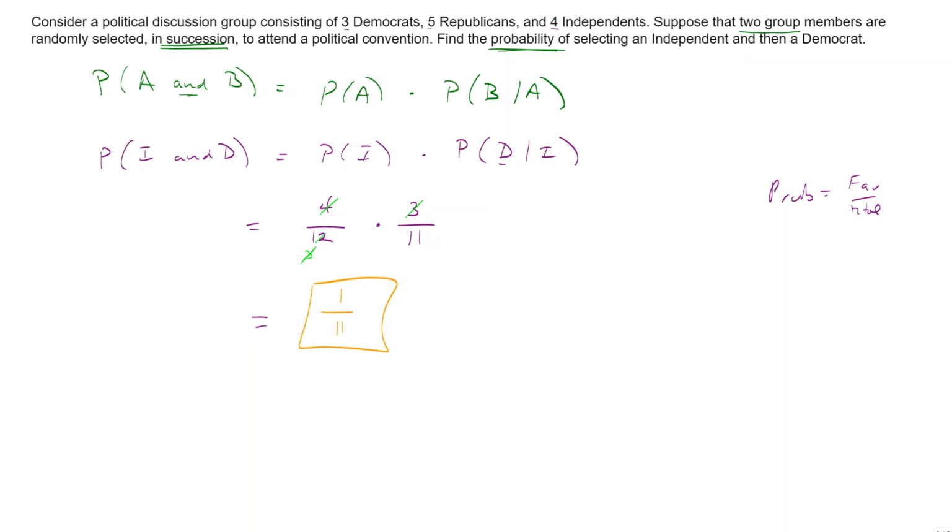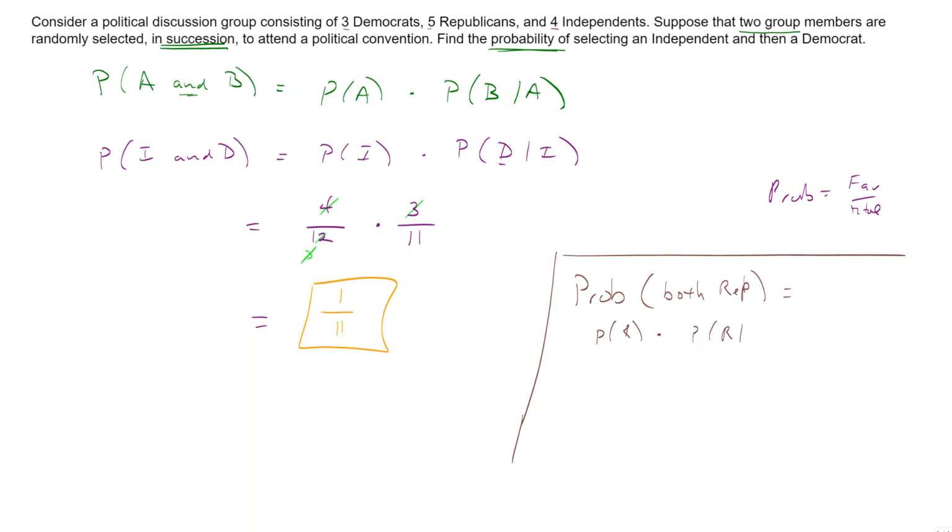Let me go ahead and give you just a little variation on this problem. Suppose that what I was asked to do was find the probability of choosing both Republicans, 2 Republicans. Then I would be looking at the probability that the first one is a Republican times the probability the second one is a Republican, given that I chose a Republican on the first pick.